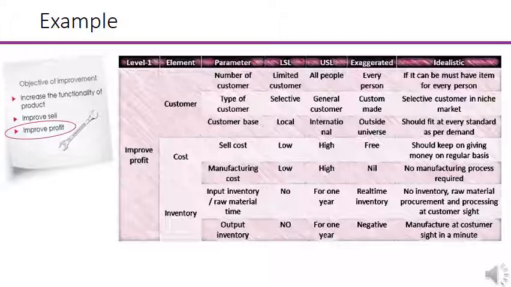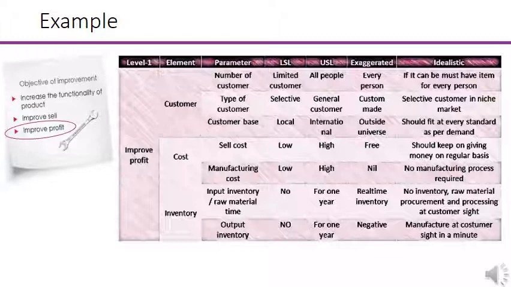Further, each element has various parameters. Like customer base has parameters like the number of customers the product is being sold to, the type of customer the product is being sold to, and the customer base, which can be either local or international. On the other side, exaggerated thoughts are also put, which can provoke the question of, if these things are to be achieved, how can it be done. A similar exercise can be done for cost and inventory.